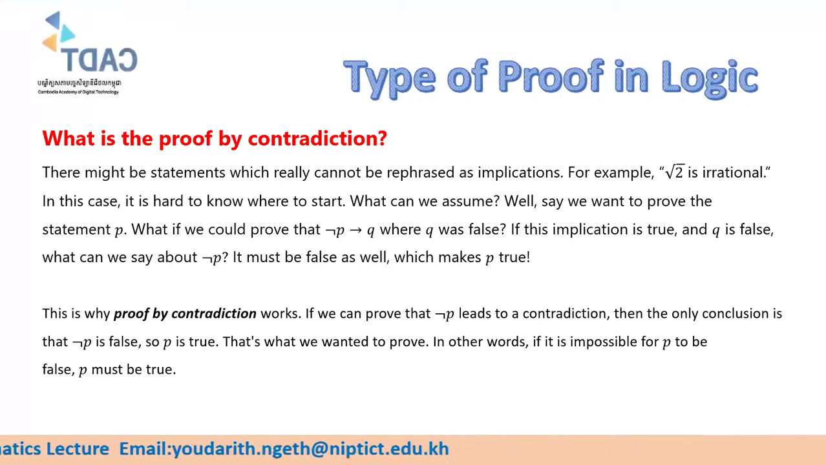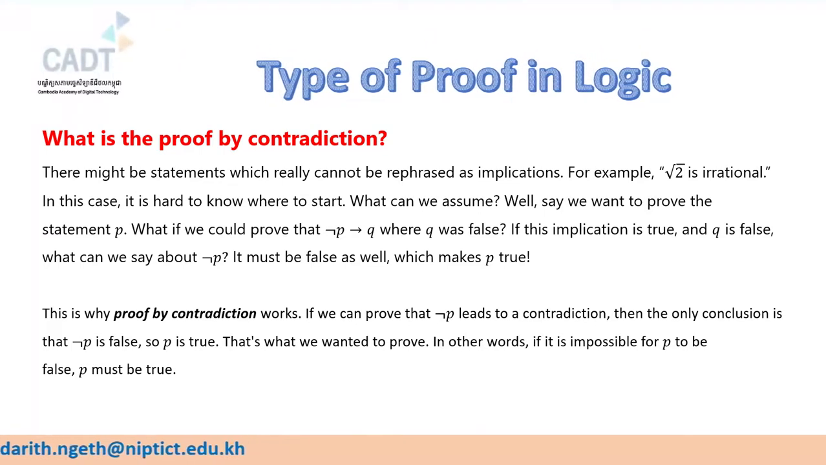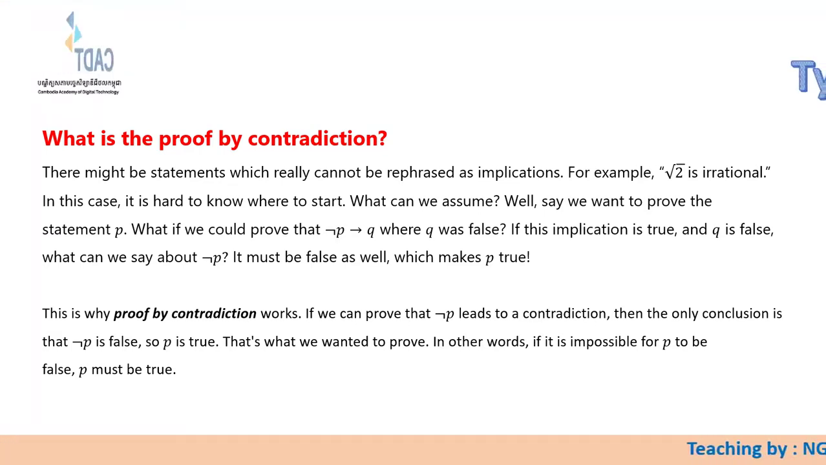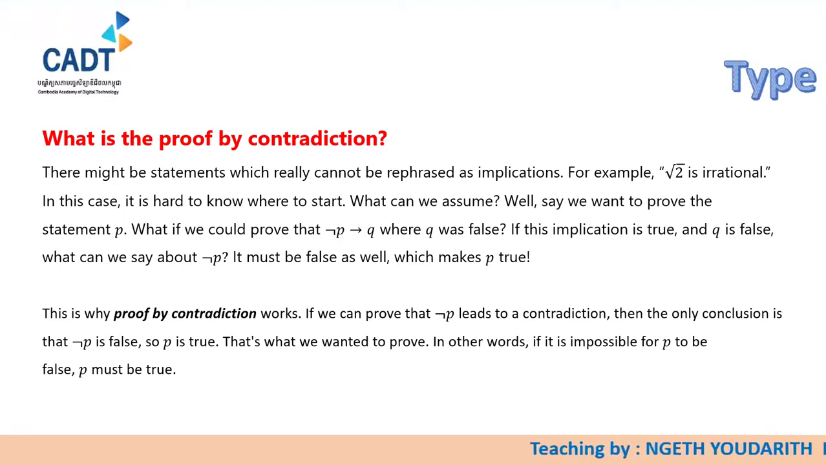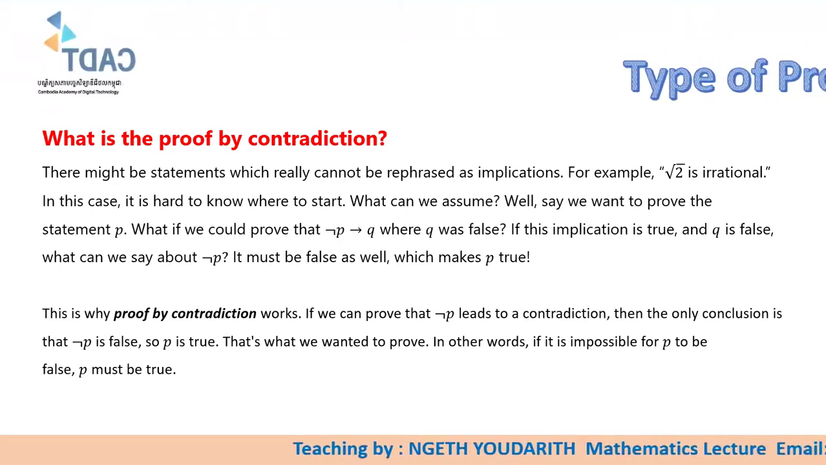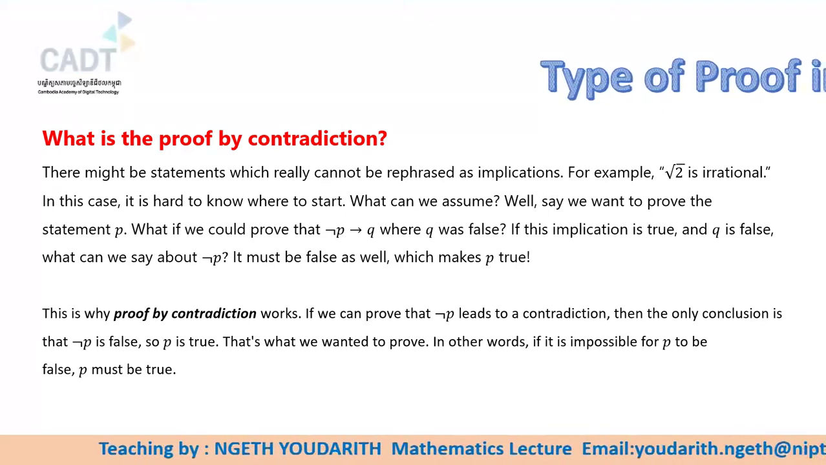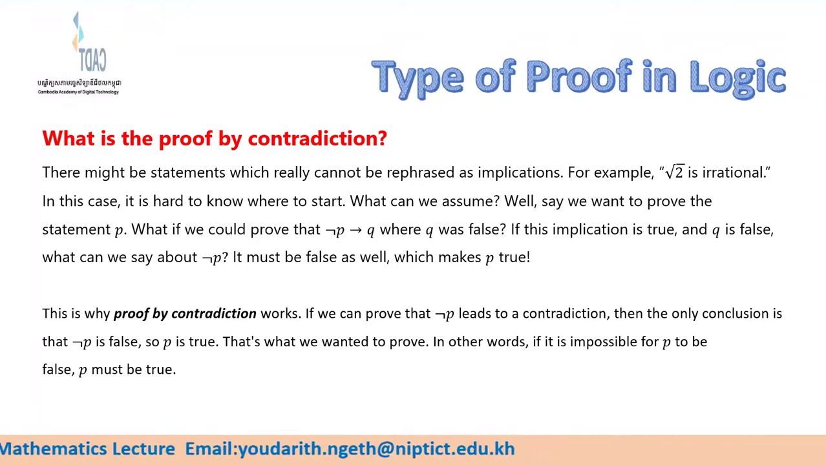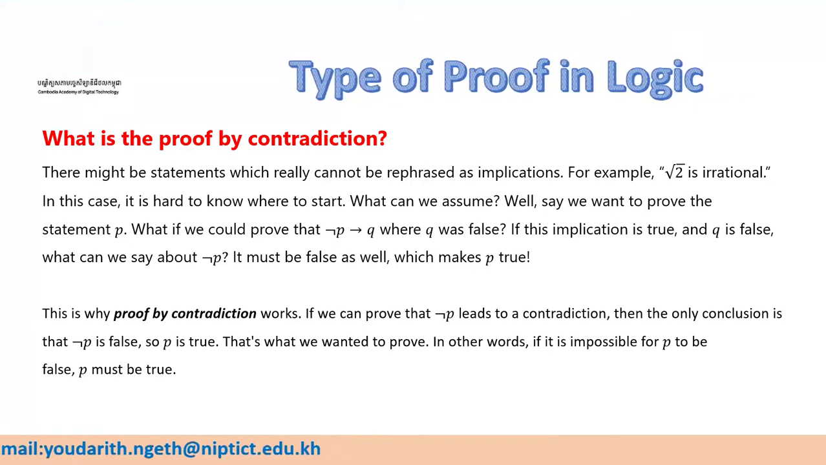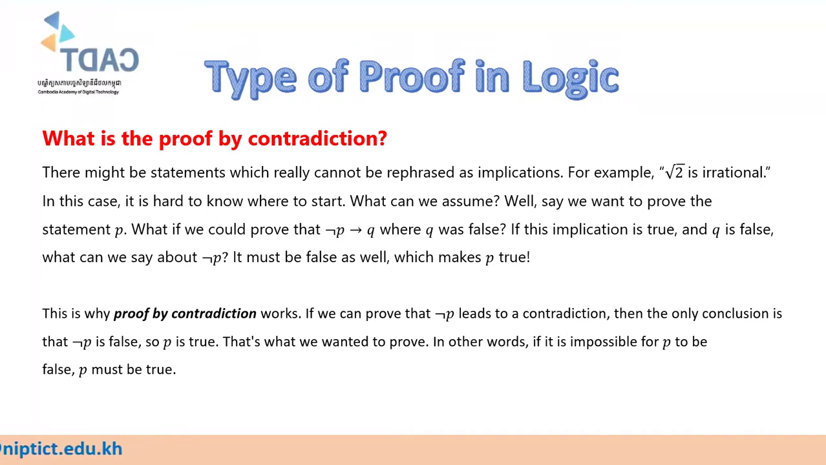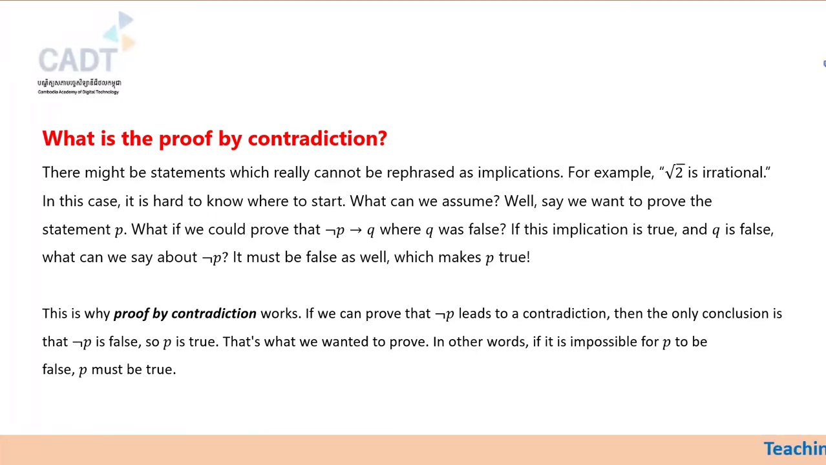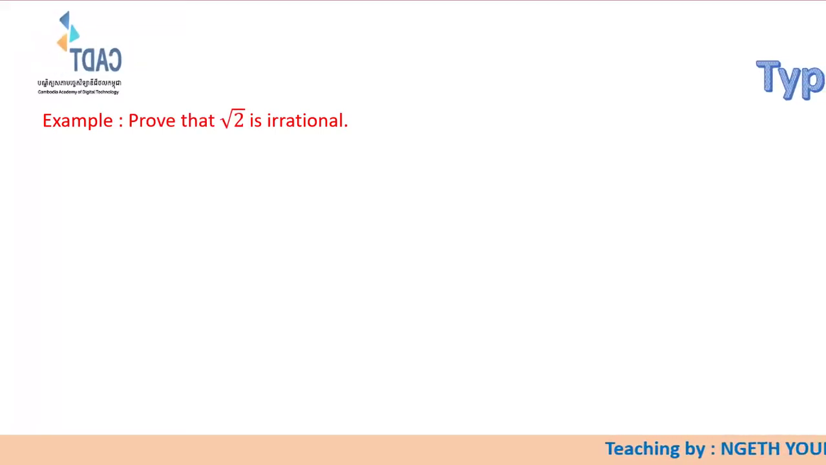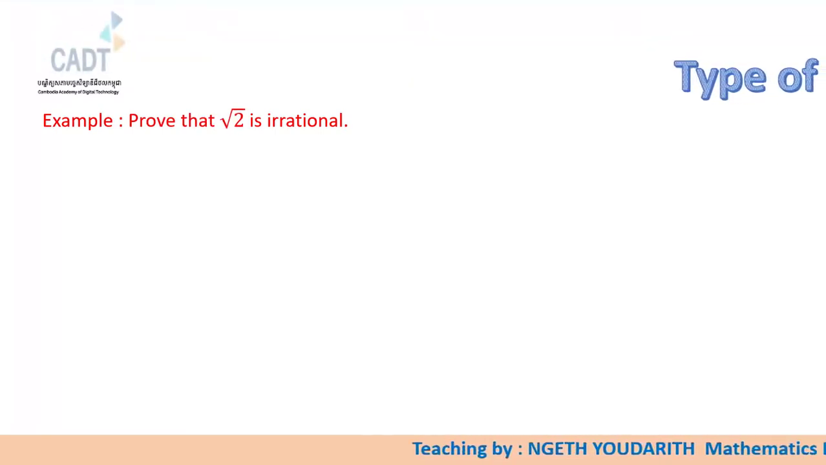It means that if we want to prove the statement P is true, we assume not P is true. If not P is true, we work on not P until we get a falsehood. So if not P is false, it means that P is the true statement. This is our proof by contradiction. Example: prove that square root of 2 is an irrational number. So this is an easy way.